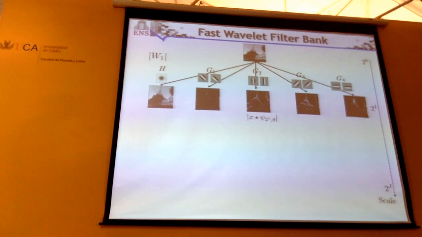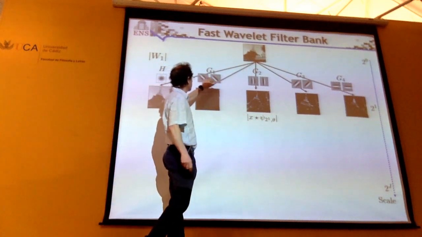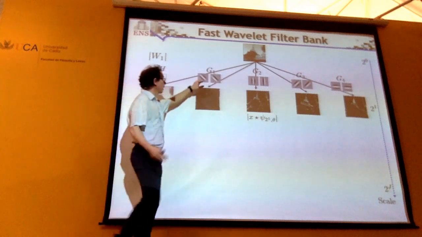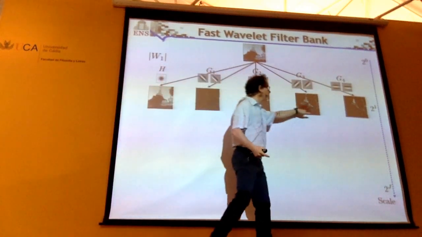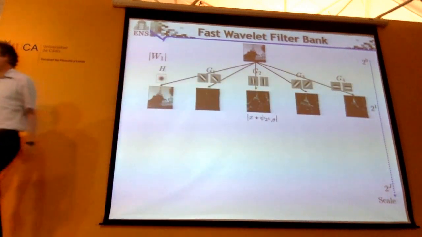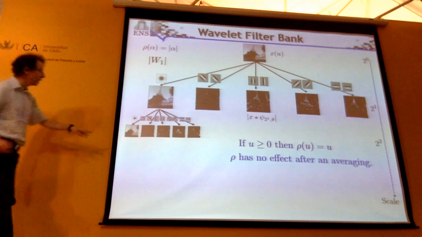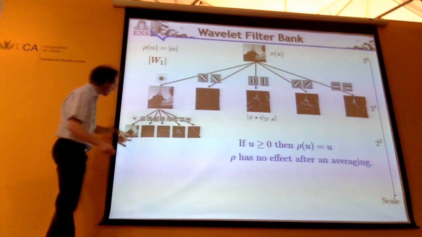Let me do the same thing for an image. This is the averaged image. And the only difference is now these are the bandpass filters. I'm going to have a real and imaginary part, two pairs of filters. And I don't have one bandpass filter because I'm in 2D, I want orientation. These are the different bandpass filters. And now I take the average and I repeat. And that's going to get me the wavelet coefficients at the next scale and the average.